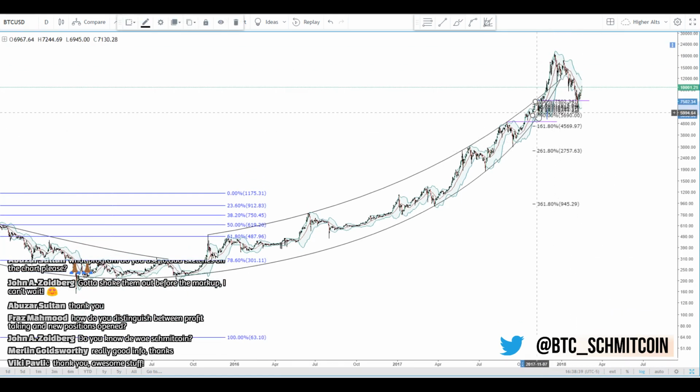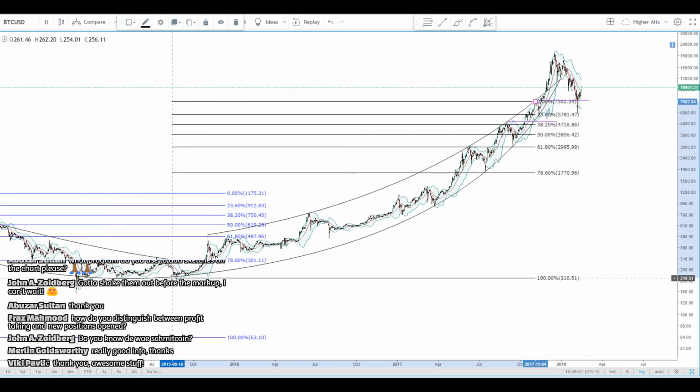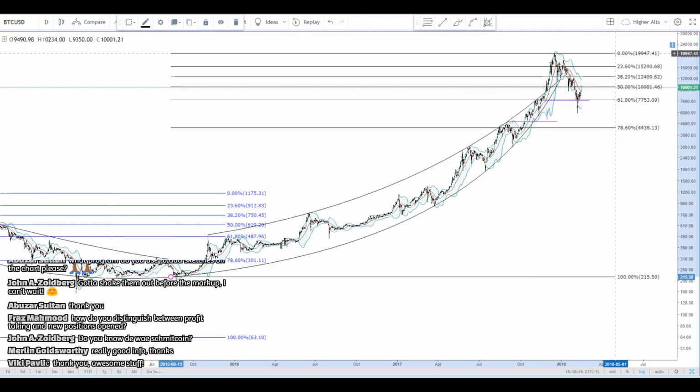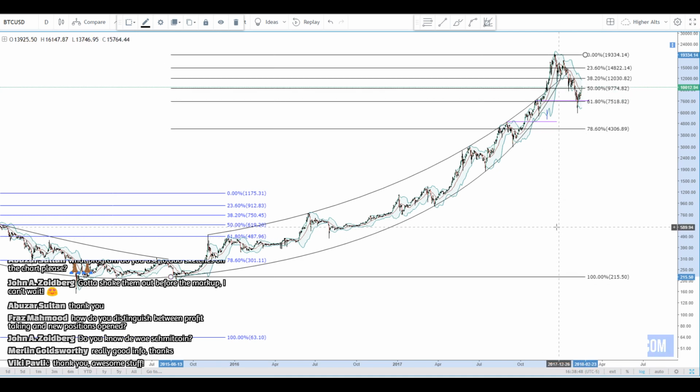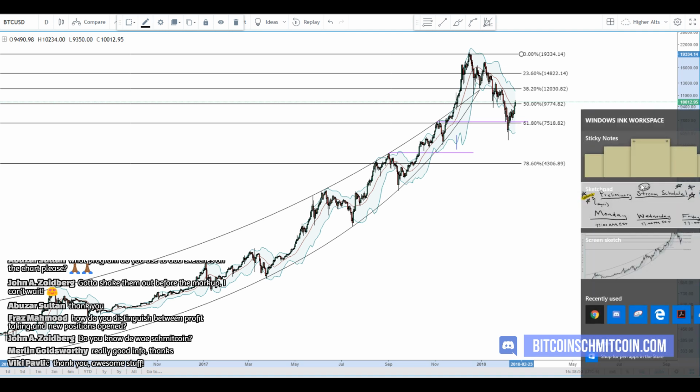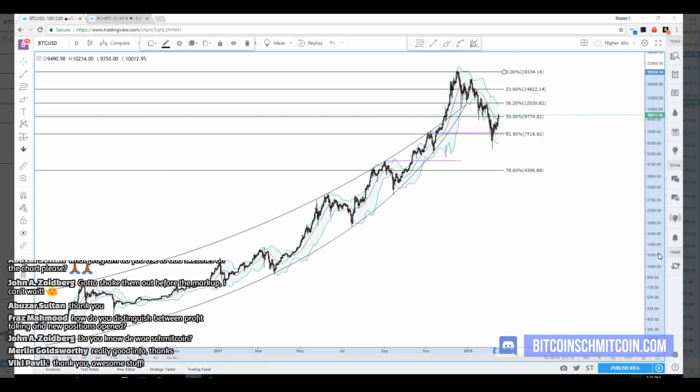This is interesting. I actually haven't looked at this chart on Bitstamp in a while. So if we compare this to the previous one, we broke the 61, we rallied up to the 50, and ultimately the 78 is going to be in the 4K values. So it stands to reason that that's a reasonable outcome before the next markup phase begins. So just keep that in mind.